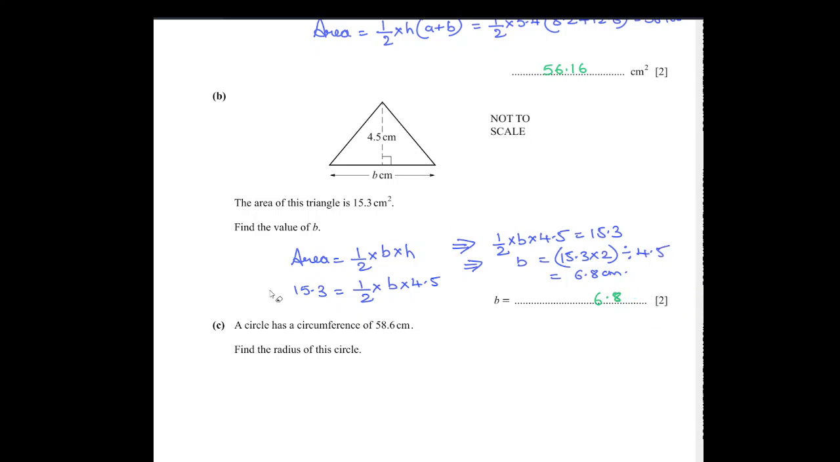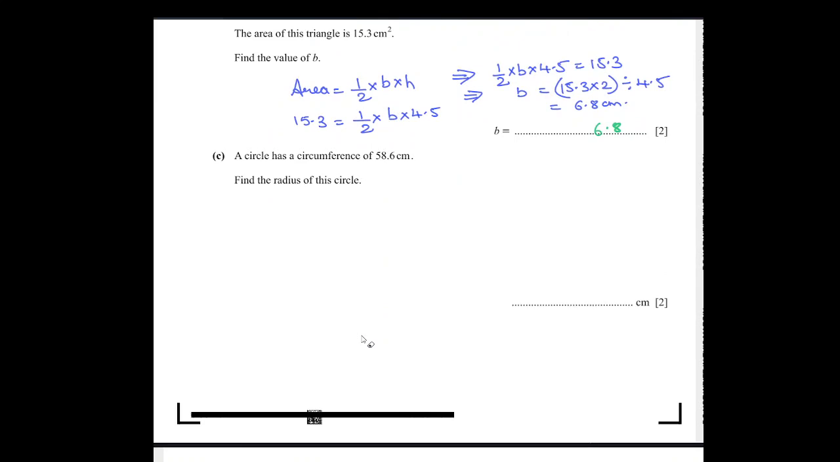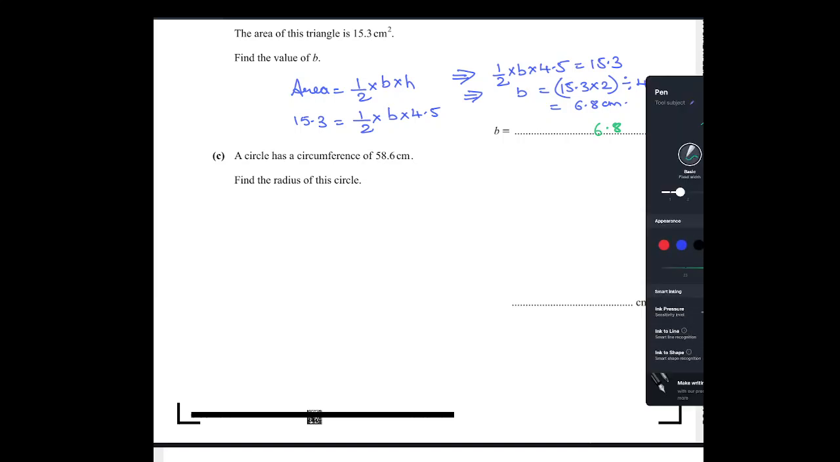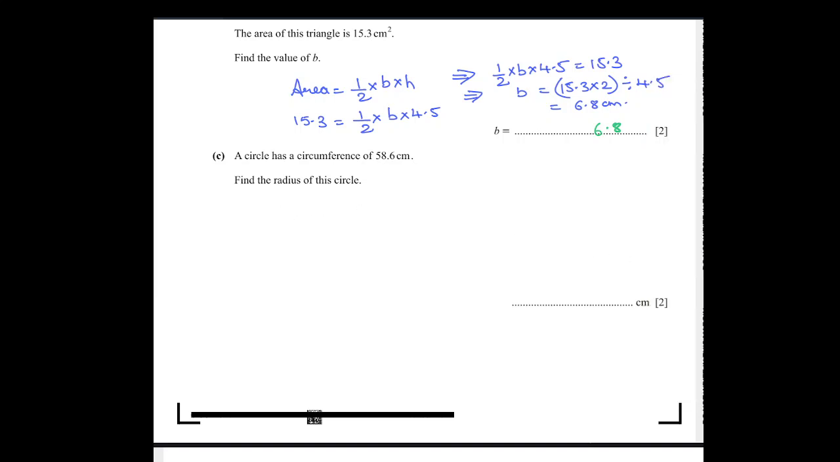Okay. Question number C. A circle has a circumference of 58.6. Find the radius of this circle. Now we have circumference given here. So circumference formula is 2 pi r is 58.6. Using this, find the value of r. So 58.6 will be divided by 2 pi. Find out using calculator this also.